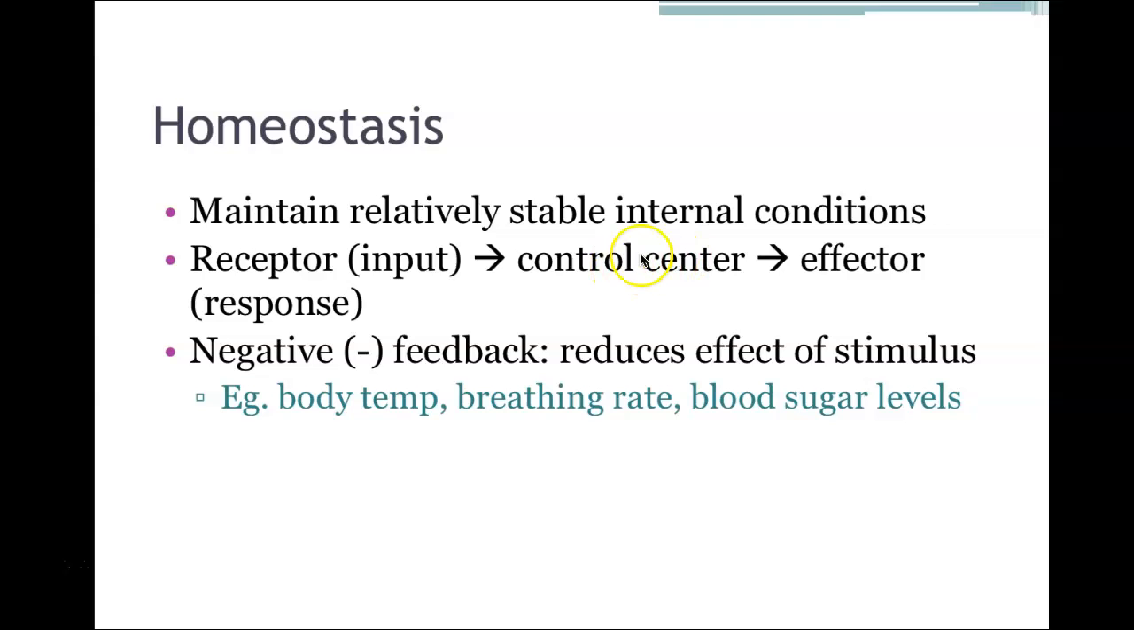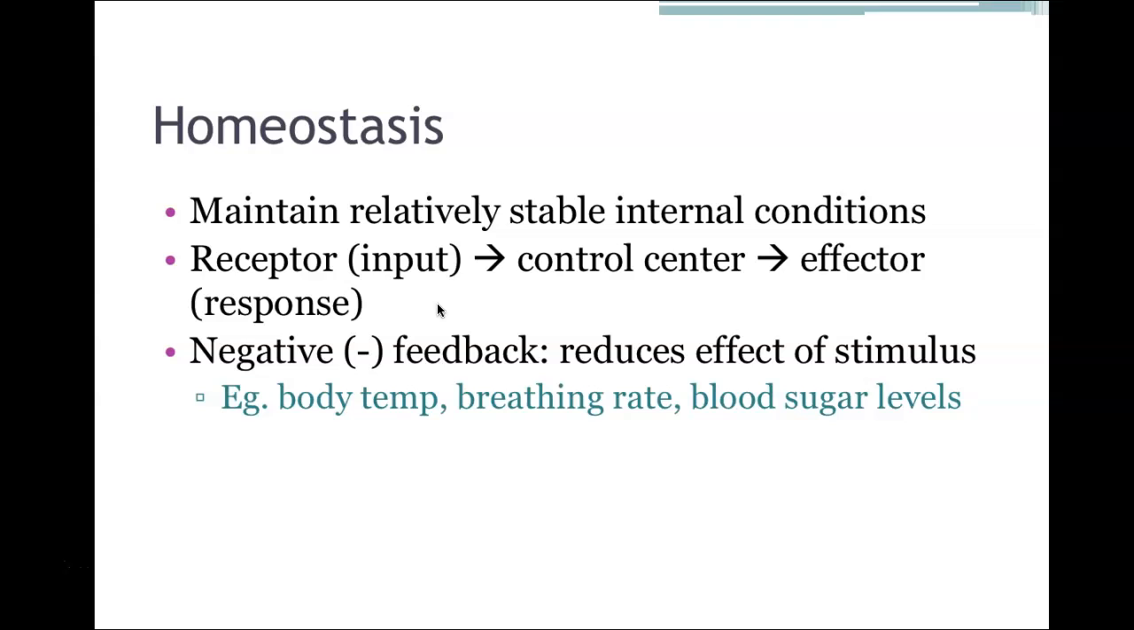So it would just get integrated into your brainstem, and then it would send a signal down to your hand, and your effector would be your hand, and the response would be moving it away from the heat. Okay, so that's one way homeostasis can be achieved when it involves touching a hot stove.